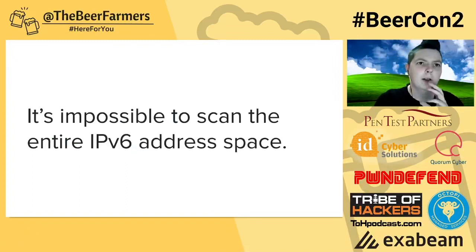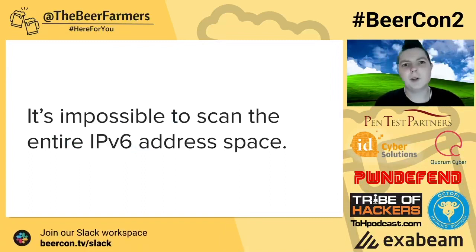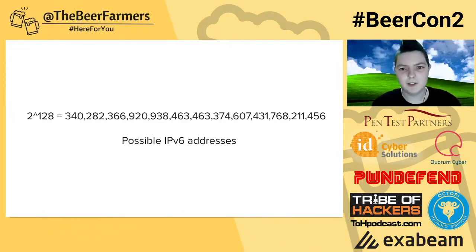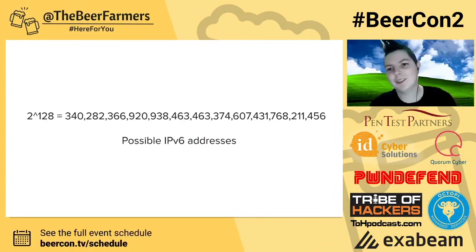We'll start off with something that is actually true. It is impossible to scan the entire IPv6 address space. IPv6 addresses are 128 bits long, so that is this many hosts. If someone wants to tell me how to pronounce that number, I'd be really grateful, because every presentation I've done on this so far, I just point at the screen and go, look, it's big.